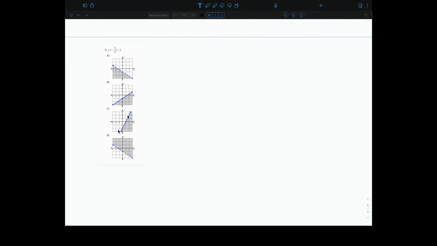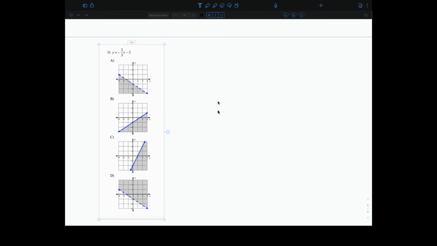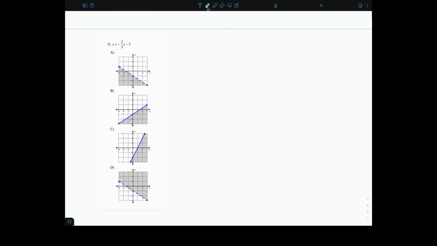Let's talk about number 3 next. In number 3, we're going to do the same bit. We're going to start with the y-intercept. The y-intercept is -2. So A is possible, B is possible, C is starting at -4, so that's impossible, and D is possible. Okay. Piggybacking with what we just finished discussing, it is a negative slope.